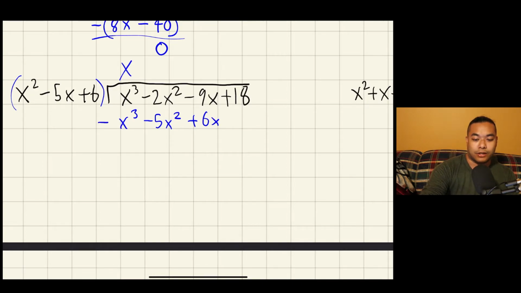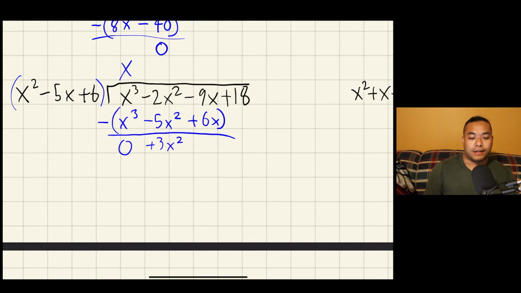I'm going to subtract this whole thing. And we get x cubed minus x cubed gives me 0. Negative 2x squared, minus minus becomes positive, so negative 2x squared plus 5x squared, so 5 minus 2 is positive 3x squared. And then negative makes this a negative 6x, so negative 9x minus 6x is minus 15x. Bring down my positive 18.